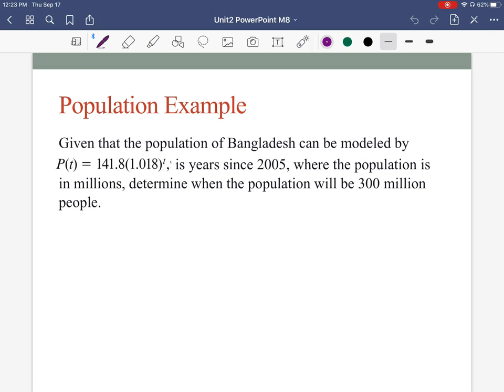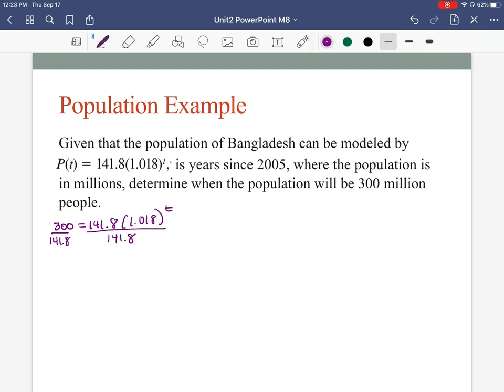So now I'm giving you the output. We're looking for the input. So let's do that. We're going to take our whole function and set it equal to 300, because that represents the 300 million: 141.8 × 1.018^t = 300. Our first step is to divide both sides by 141.8 because we're trying to solve for t.